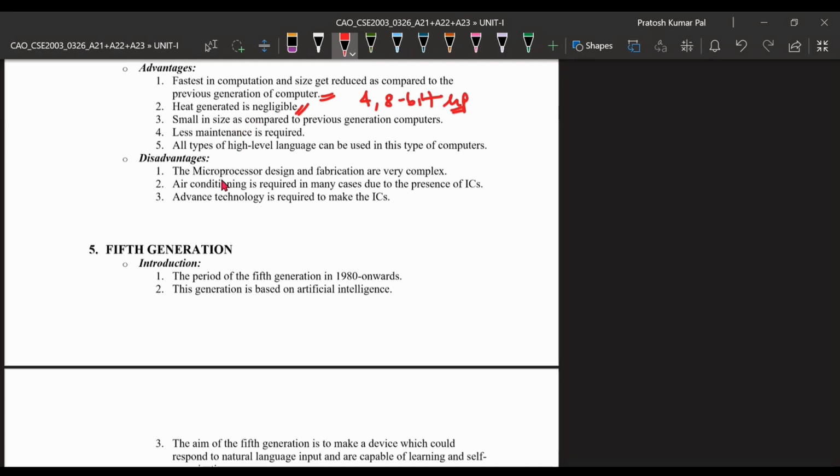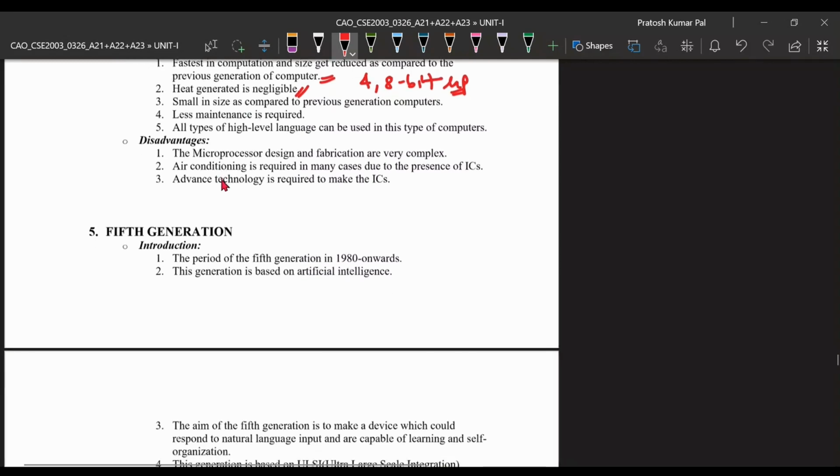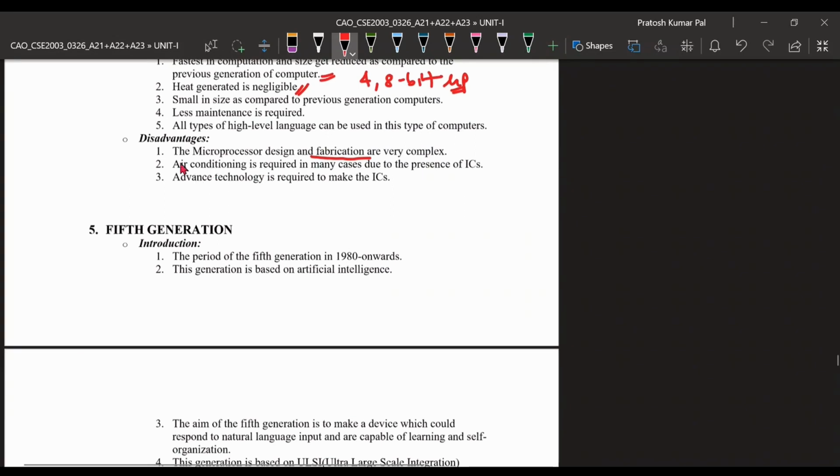But at that time we did not have a good quality of fabrication, so that was also a disadvantage. And here also cooling is required, meaning air conditioning is required.